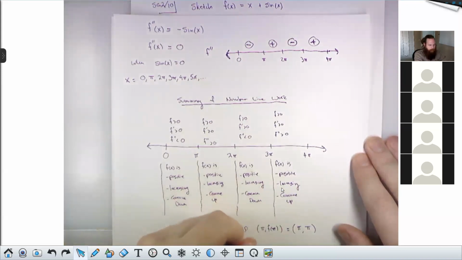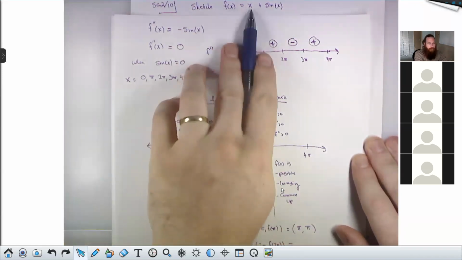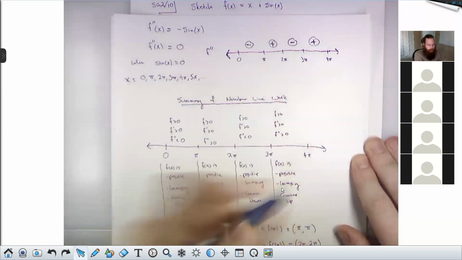I have another inflection point at 2 pi comma f of 2 pi. So to find that y value, again, I would plug 2 pi in here. That's 2 pi plus the sine of 2 pi. But again, the sine of 2 pi is 0. So this is 2 pi comma 2 pi. And then we have another IP at 3 pi comma f of 3 pi. And f of 3 pi, again, if you plug 3 pi in here, you just get 3 pi.